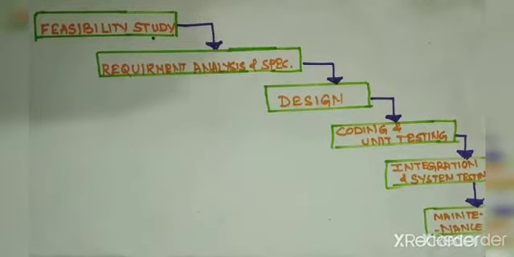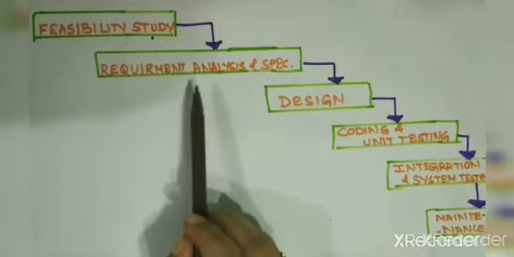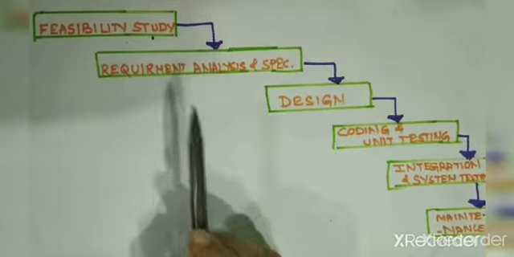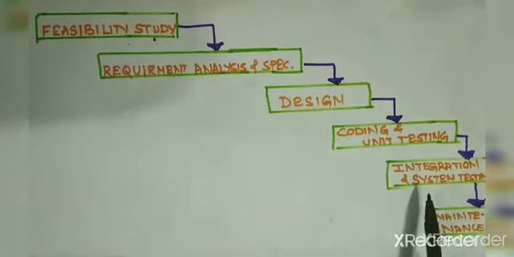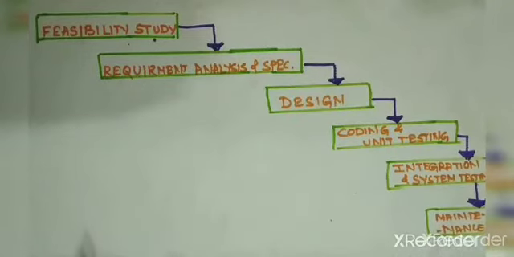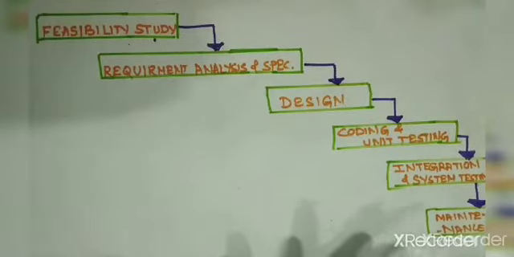Let's discuss the waterfall model. As we know, the waterfall model has 6 phases. First one is feasibility study, next requirement analysis and specification, then design, coding and unit testing, integration and system testing, and the last one is maintenance. These are the 6 phases of the waterfall model.